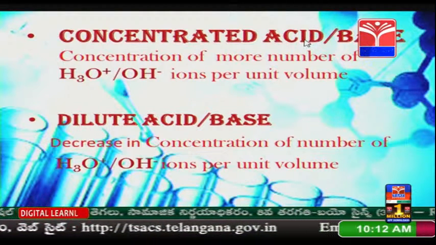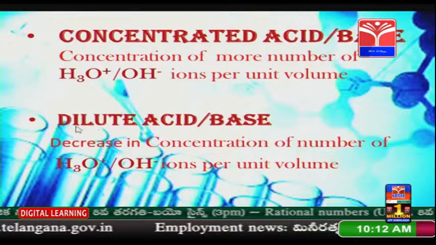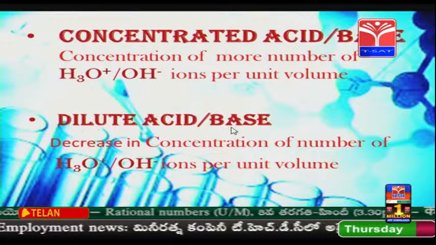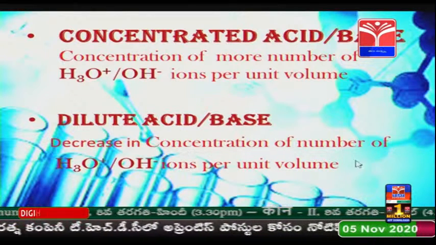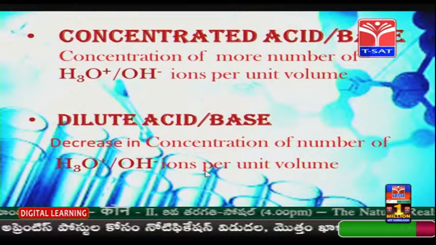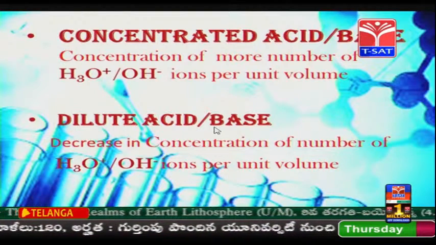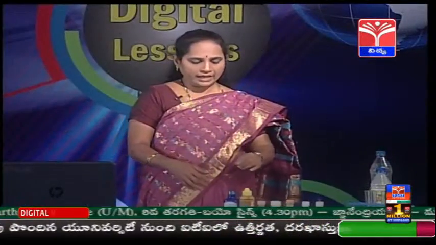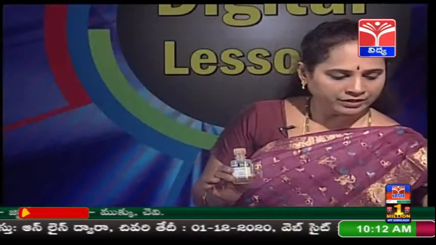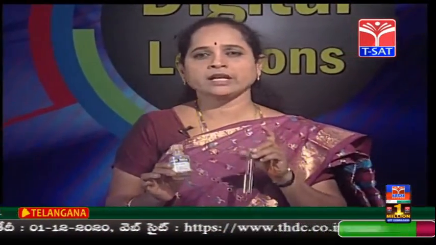In contrast, what is dilute acid or dilute base? Decrease in concentration of number of H3O+ ions or OH- ions per unit volume is called dilute base or dilute acid. Children, as we have seen, sulfuric acid, this is the concentrated acid, and when we have mixed it with water, this is dilute sulfuric acid. This is concentrated, it has more number of H3O+ ions per unit volume, and this has less number of H3O+ ions per unit volume.